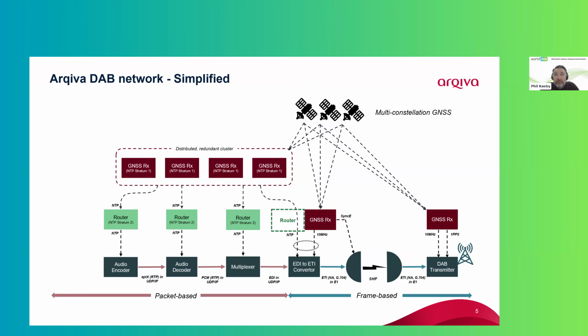On the audio decoder, we also use it for sample rate conversion, which allows us to maintain on average the correct number of samples at the input to the multiplexer.